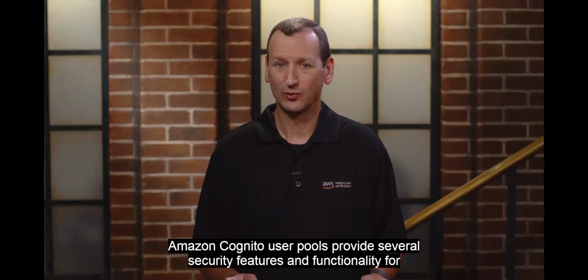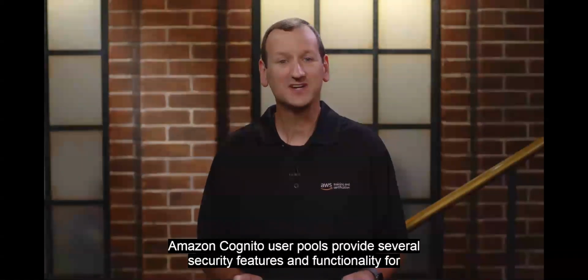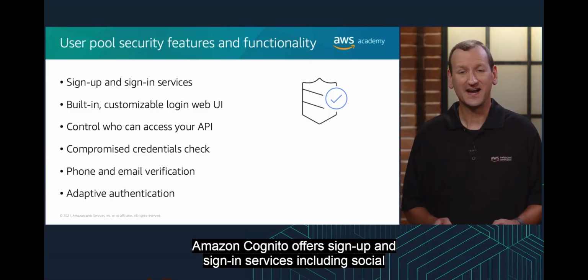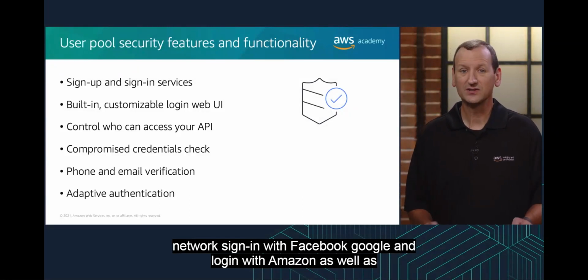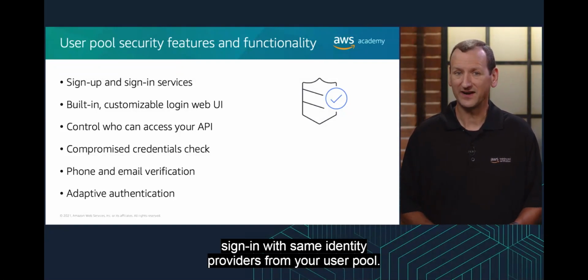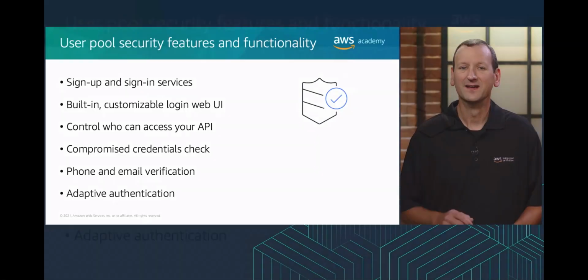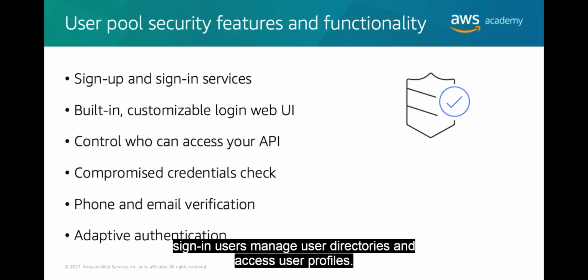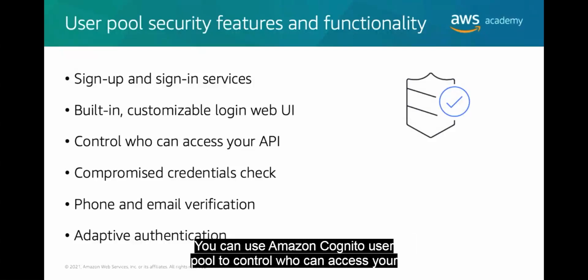Amazon Cognito user pools provide several security features and functionality for user authentication. As mentioned before, Amazon Cognito offers sign-up and sign-in services, including social network sign-in with Facebook, Google, and login with Amazon, as well as sign in with SAML identity providers from your user pool. Amazon Cognito user pools come with a built-in customizable web UI to sign in users, manage user directories, and access user profiles.